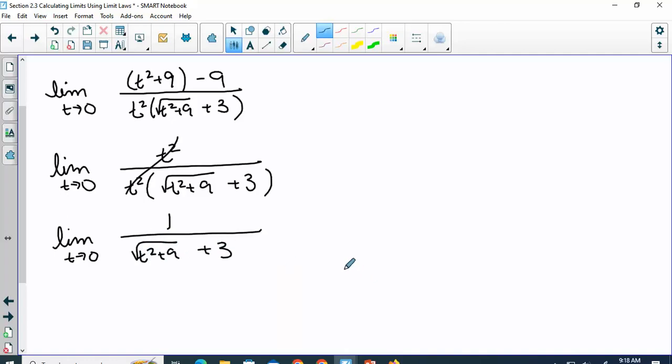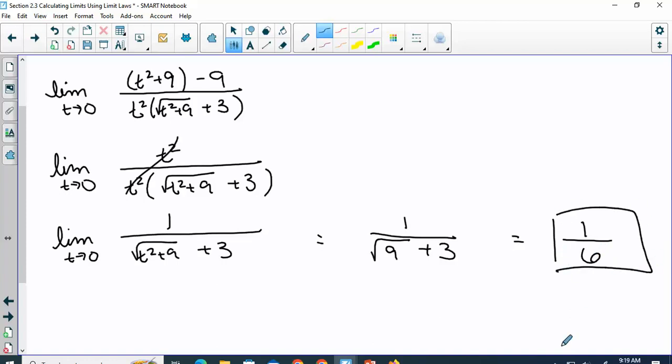Can I plug in my 0 now? Yes. So now my limit goes away. So we have 1 over the square root of 0 squared plus 9, which is 9. Square root of 9 is 3. 3 plus 3 is 6. So I get 1/6. Much faster than making a table of values or anything.